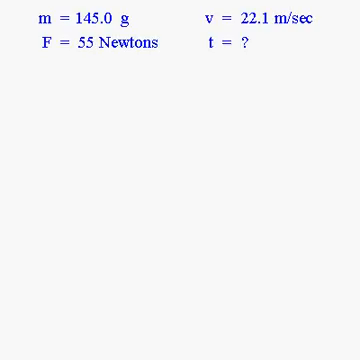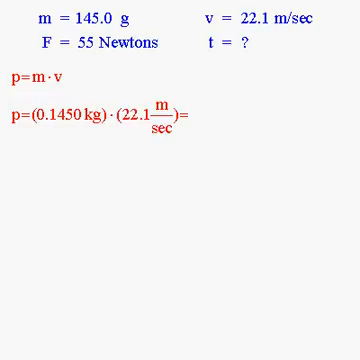Well, let's calculate the initial momentum, mass times velocity. The mass is 0.1450 kilograms. We have to convert from grams to kilograms to keep the units SI. I assume you know how to do that. Then we multiply by velocity, 22.1 meters per second, to get an initial momentum of 3.20 kilogram meters per second.